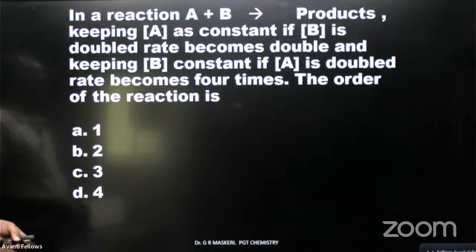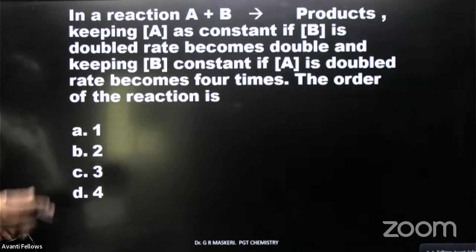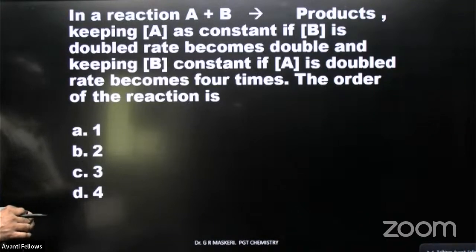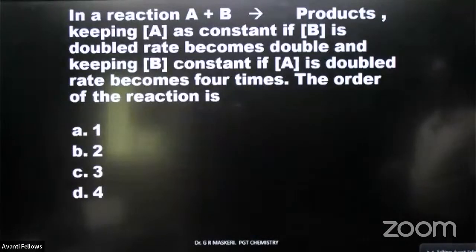Okay. In a reaction A plus B giving rise to products, keeping A as constant, if B is doubled, the rate becomes double. Keeping B constant, if A is doubled, rate becomes 4 times. The overall order of the reaction is? Option C, sir. Option C. Let others try.